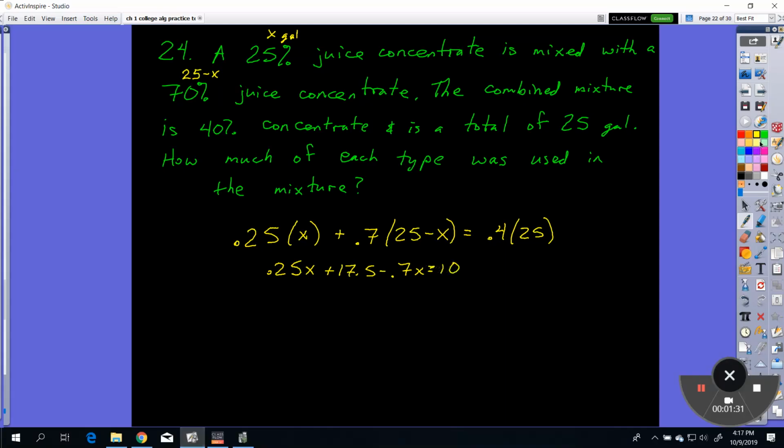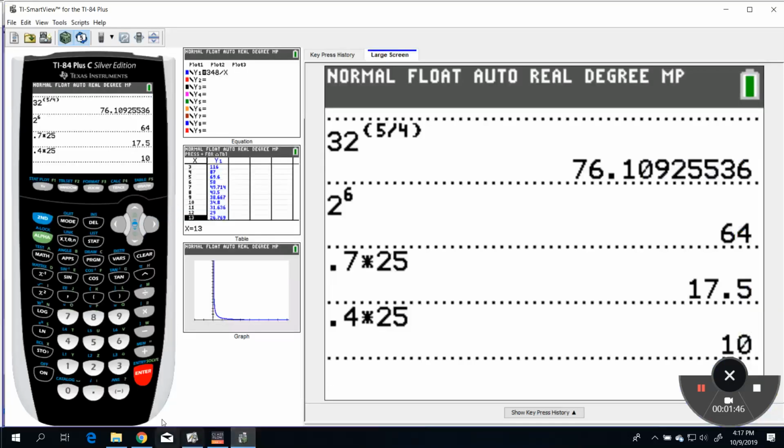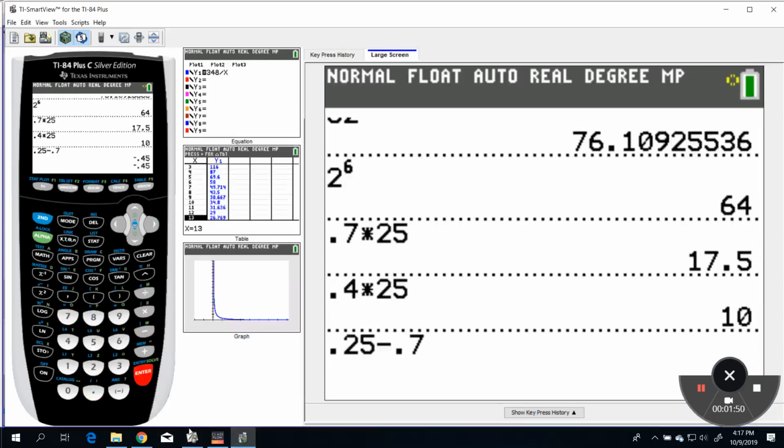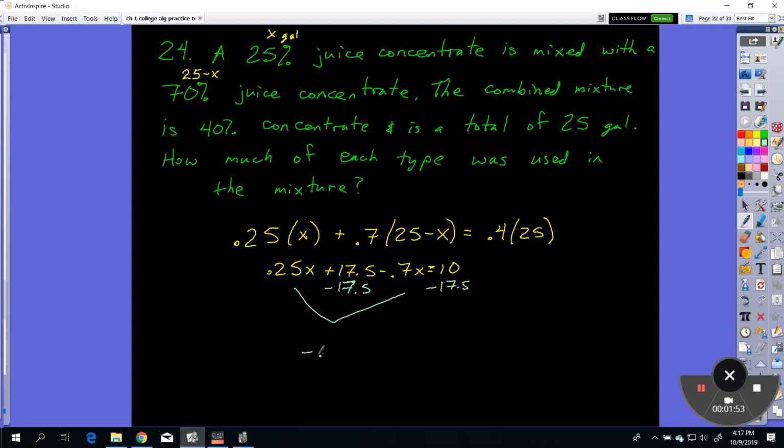So now I can go ahead and solve. I'm going to minus the 17.5 over to here. And these two will combine. So 0.25 minus 0.7, that's negative 0.45. And 10 minus 17.5 is negative 7.5. So I divide each side by negative 0.45.